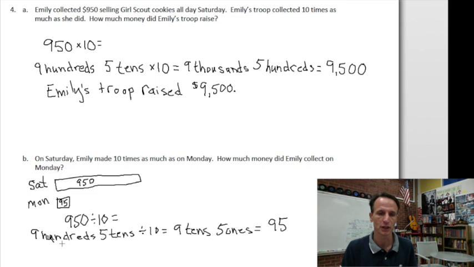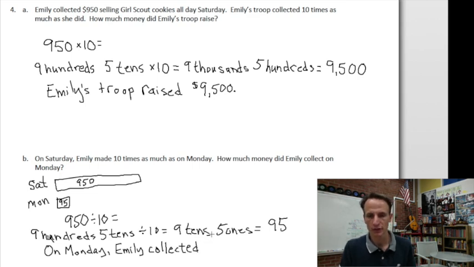So on Monday, comma, Emily collected, and we use a dollar sign because we're talking about money here, $95, period, and done.